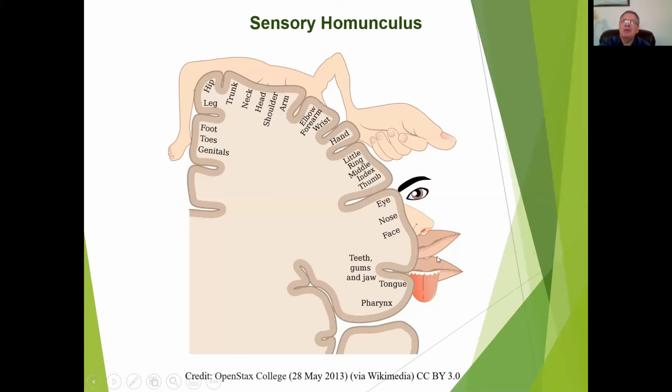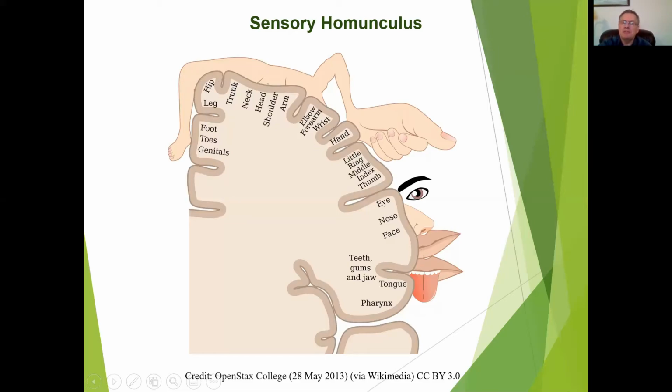Tongue here, and then lips kind of here. It also has a prominent hand, you can see here, but it has a small trunk, hip, and legs. Okay.